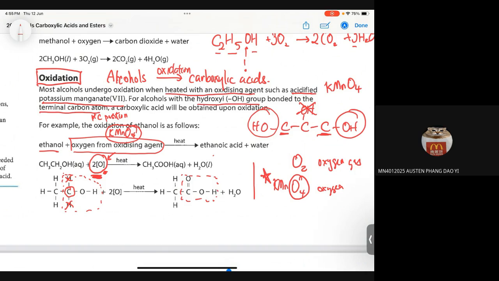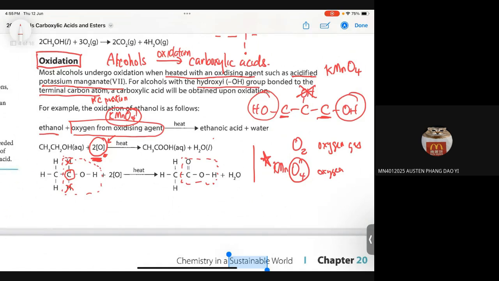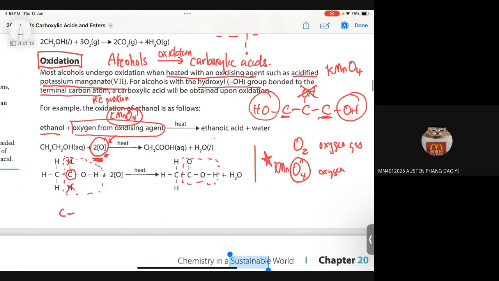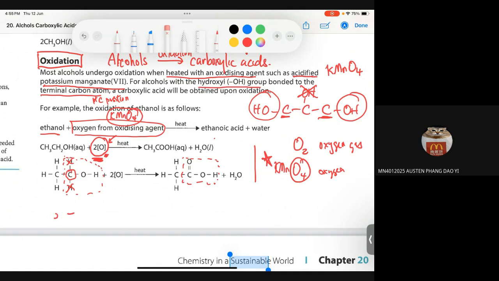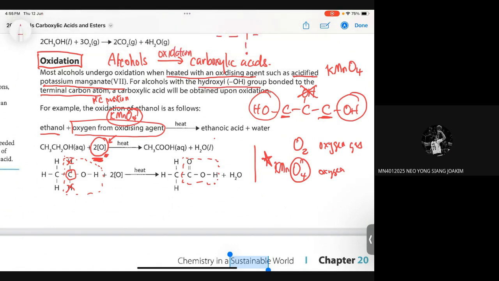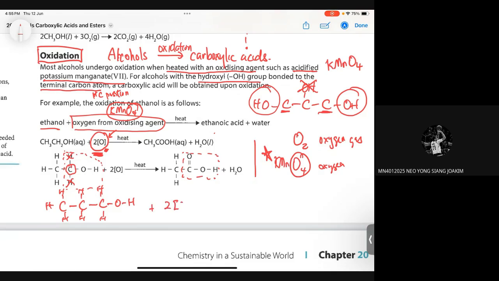Joachim, any questions? No? Okay, so you help me with this one now. I'm going to use propanol. Let's draw propanol. Joachim, help me first with the formula. C3H7OH. So C3H7OH. I'm going to let it react with oxygen from the oxidizing agent, and I'm going to heat it up.